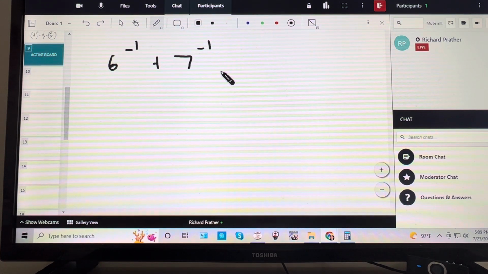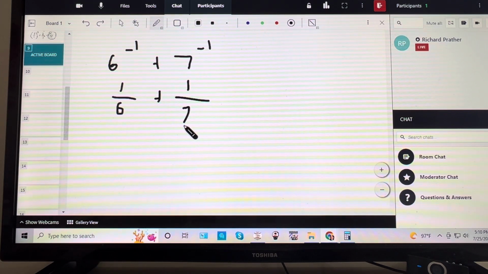So 6 to the negative 1 plus 7 to the negative 1. I'm just going to use the negative exponent rule. 6 to the negative 1 is 1 over 6 to the positive 1. And then you don't need to write the positive 1 exponent. 7 to the negative 1 is 1 over 7 to the positive 1. And then we got to go back to last week and add fractions that have different denominators. So 6 and 7, they don't have anything in common. So the common denominator is going to be both of these multiplied together.